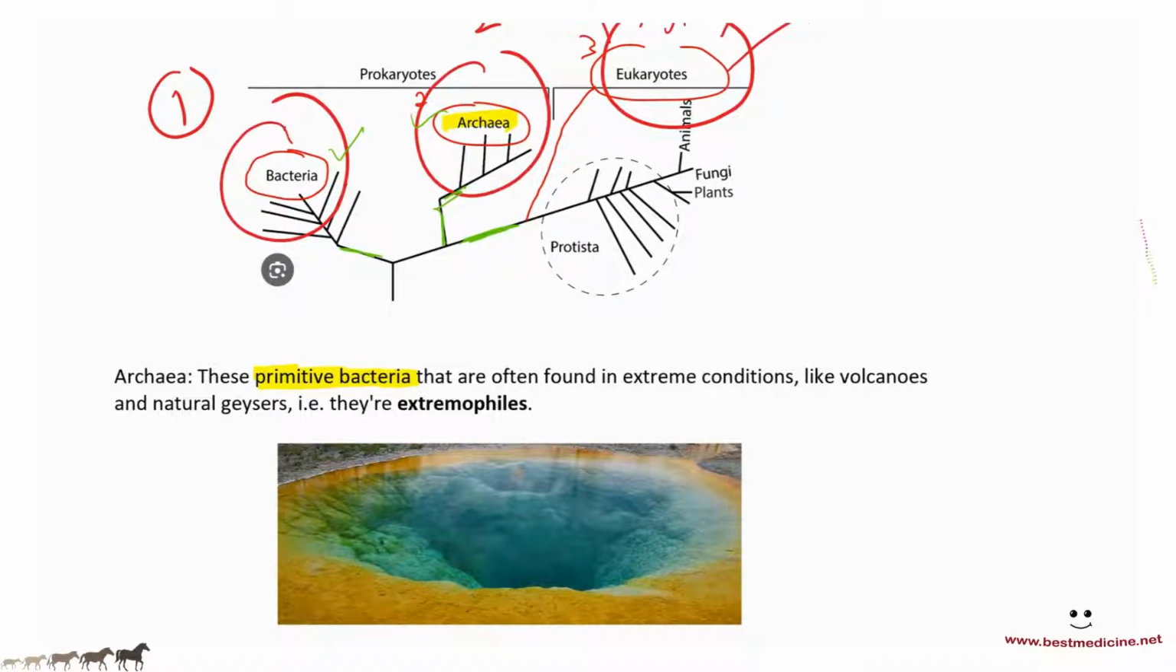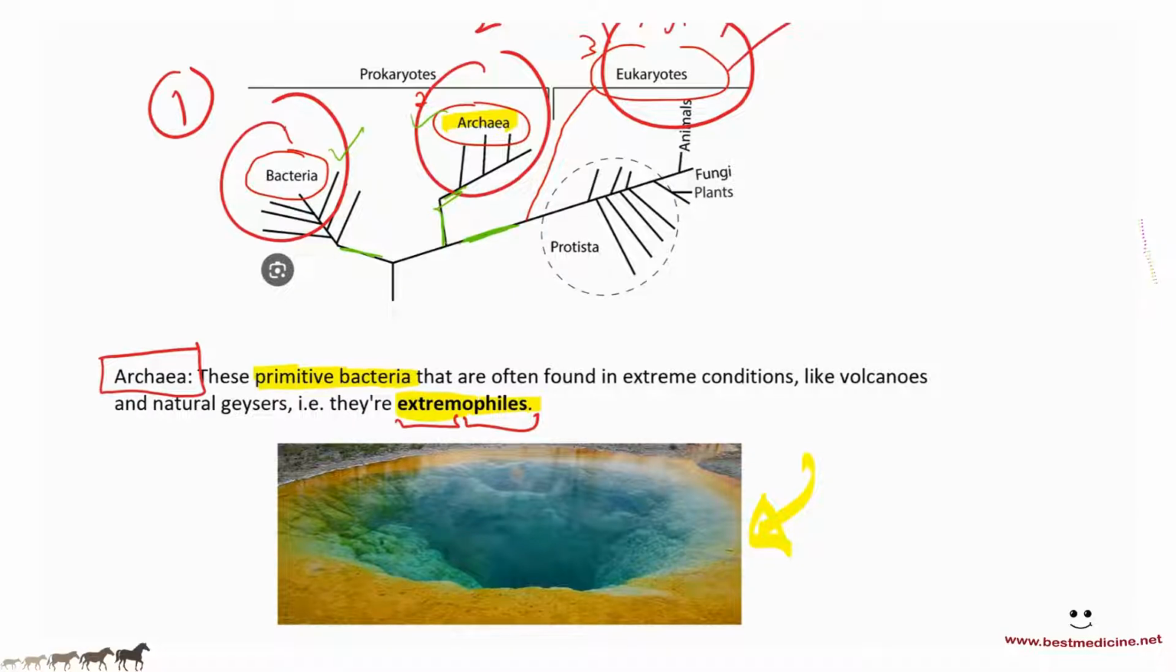and natural geysers. For example, this place here. They're extremophiles. Extremo means something that is excessive, and philes means loving. So they love extreme environments, like very acidic or very hot or very cold. For example, geysers and volcanoes and so on. And so archaea kind of reside there. These are primitive bacteria. Very simple.